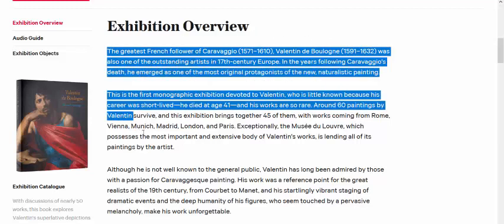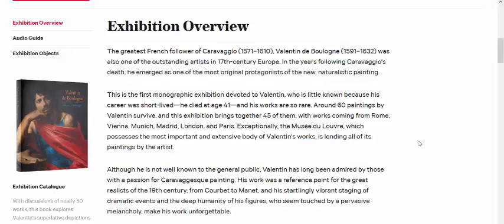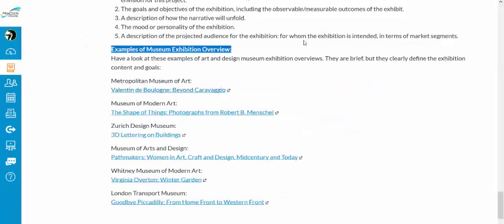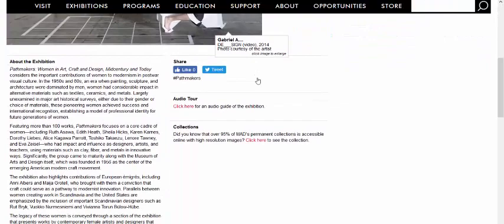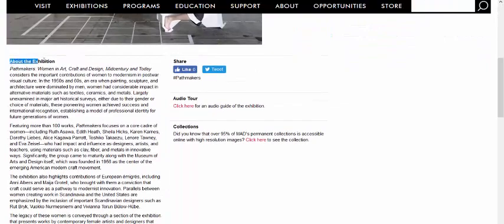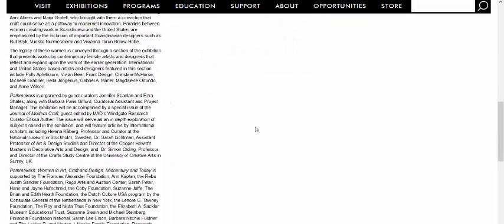Here's another exhibition overview from the Museum of Arts and Design. It's about women in art, craft, and design from the mid-century to today. Now this overview is quite a bit longer, you can see, although it does include information that isn't necessarily going to be in your exhibition overview, but I wanted you to see a variety of exhibition overviews and how they are written. So be sure to have a look at all of these.